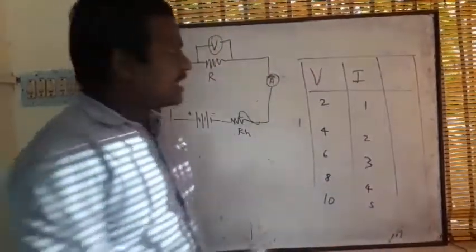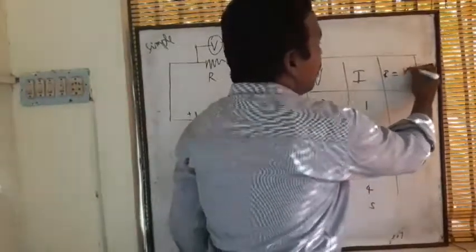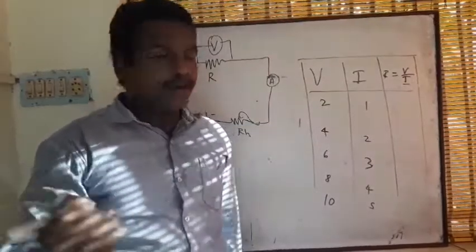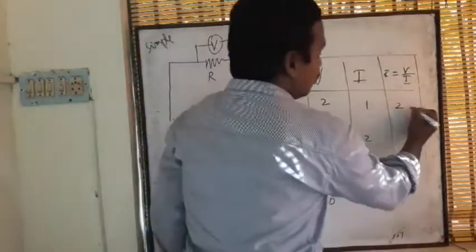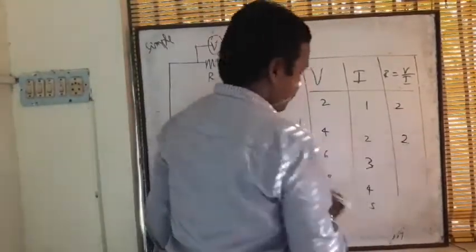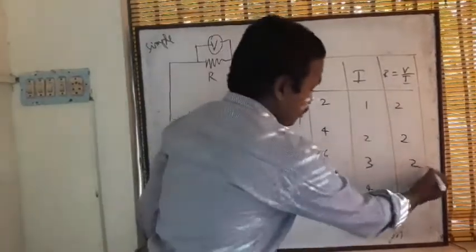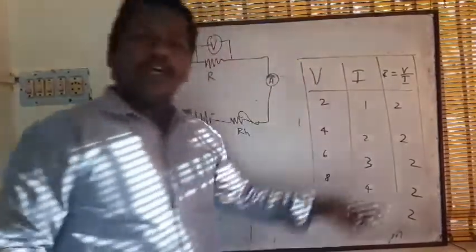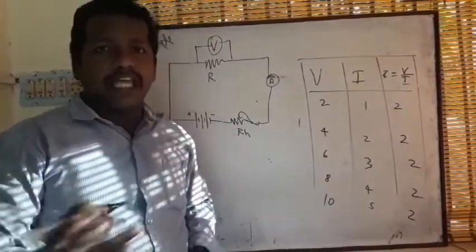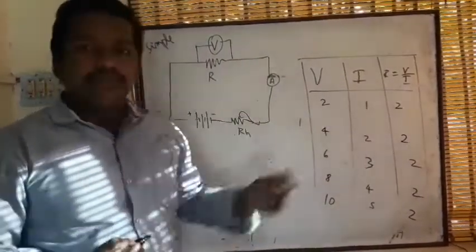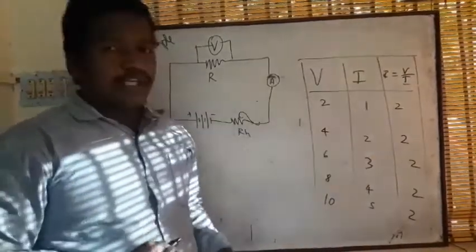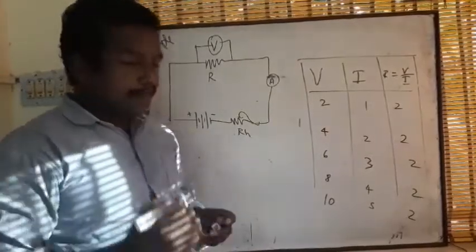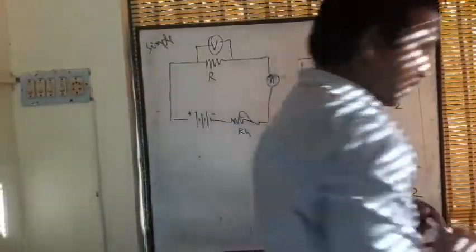That means the resistance is R equal to V by I. From the graph, del V by del I is the slope. So 2 by 1 is 2 ohms, 4 by 2 is 2 ohms, 6 by 3 is 2 ohms, 8 by 4 is 2 ohms, 10 by 5 is 2 ohms. The resistance is constant, which means Ohm's law is verified. R shows a constant value because V is directly proportional to I.